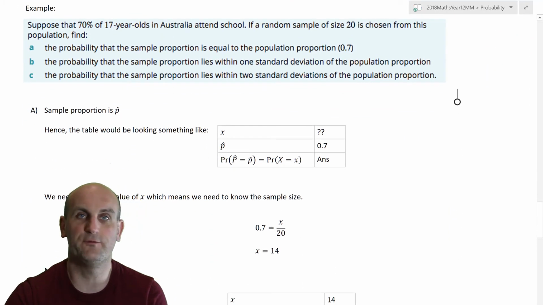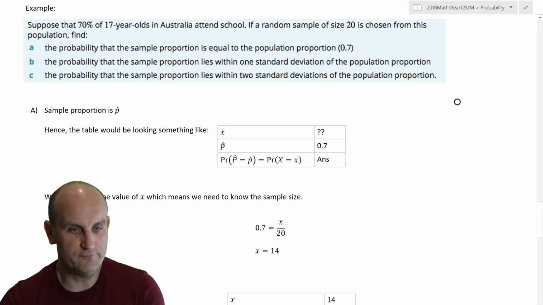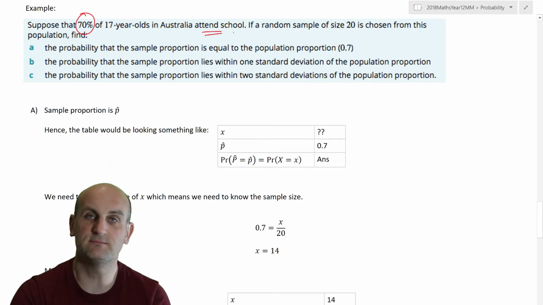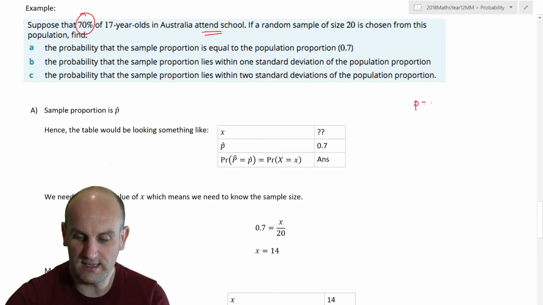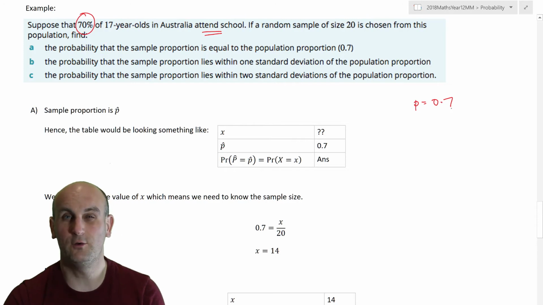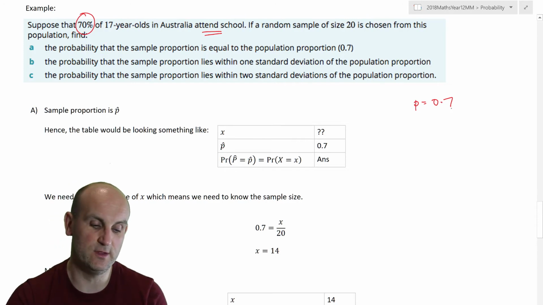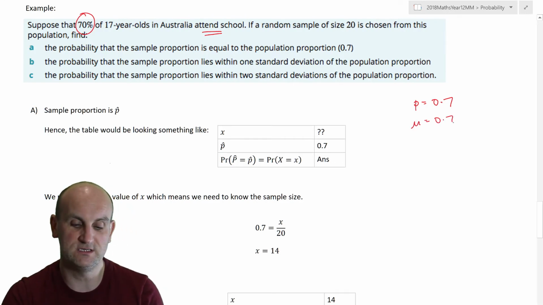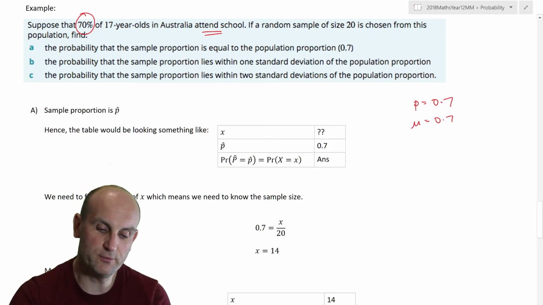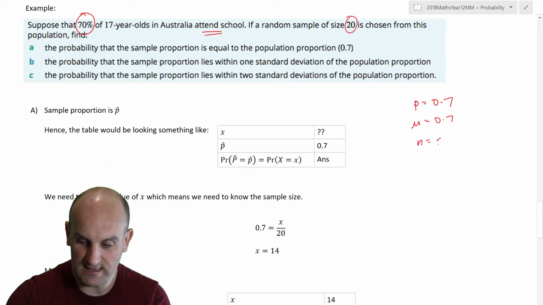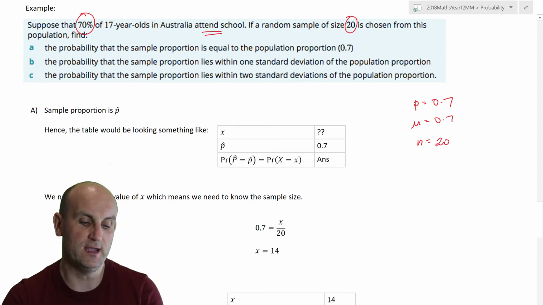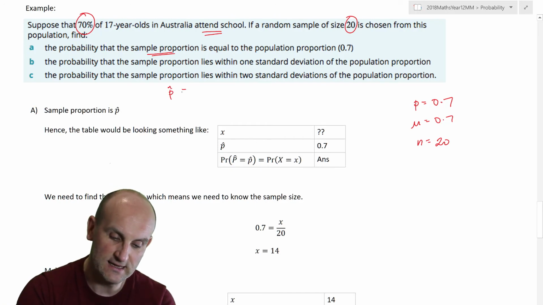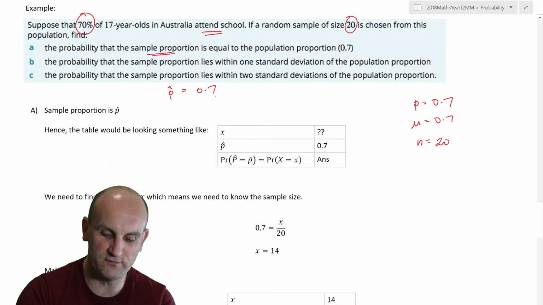Well, here is an example from the Cambridge Essentials textbook. And again, a freaking awesome example. Suppose that 70% of 17-year-olds in Australia attend school. Okay, so same example. So I now know that my p is 0.7. Do I have a large data set? Well, yes, it's dealing with all 17-year-olds in Australia. So I can now automatically write that mu is also equal to 0.7. If a random sample size of 20 is chosen, so n is equal to 20, from this population, find the probability that the sample proportion p hat is equal to the population proportion of 0.7.